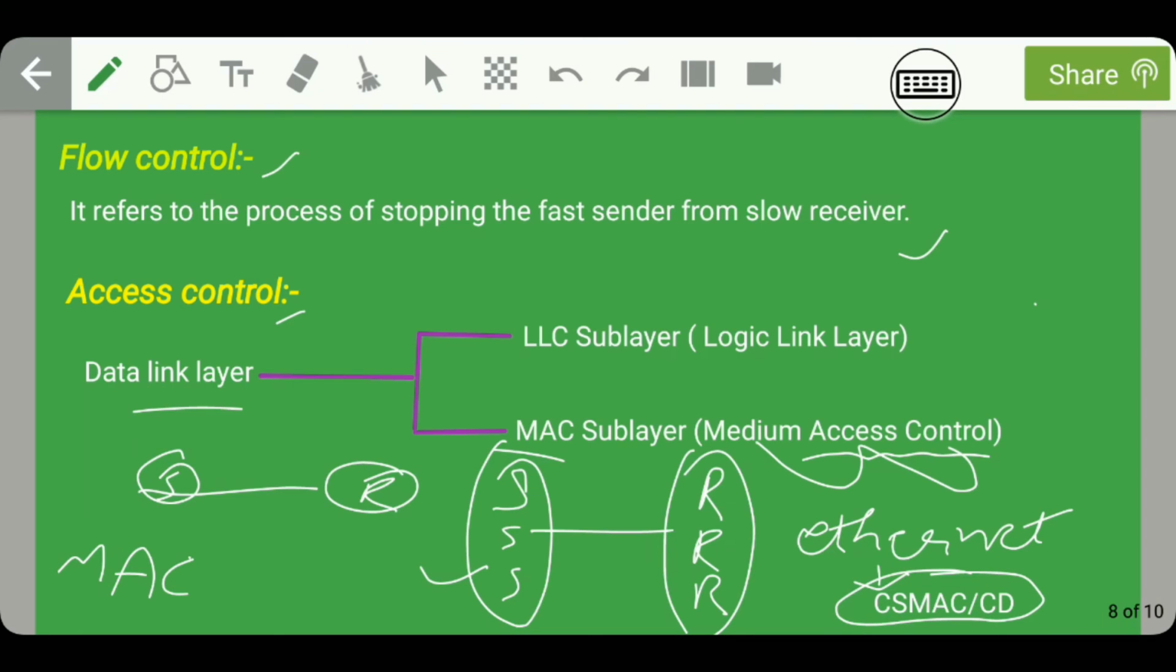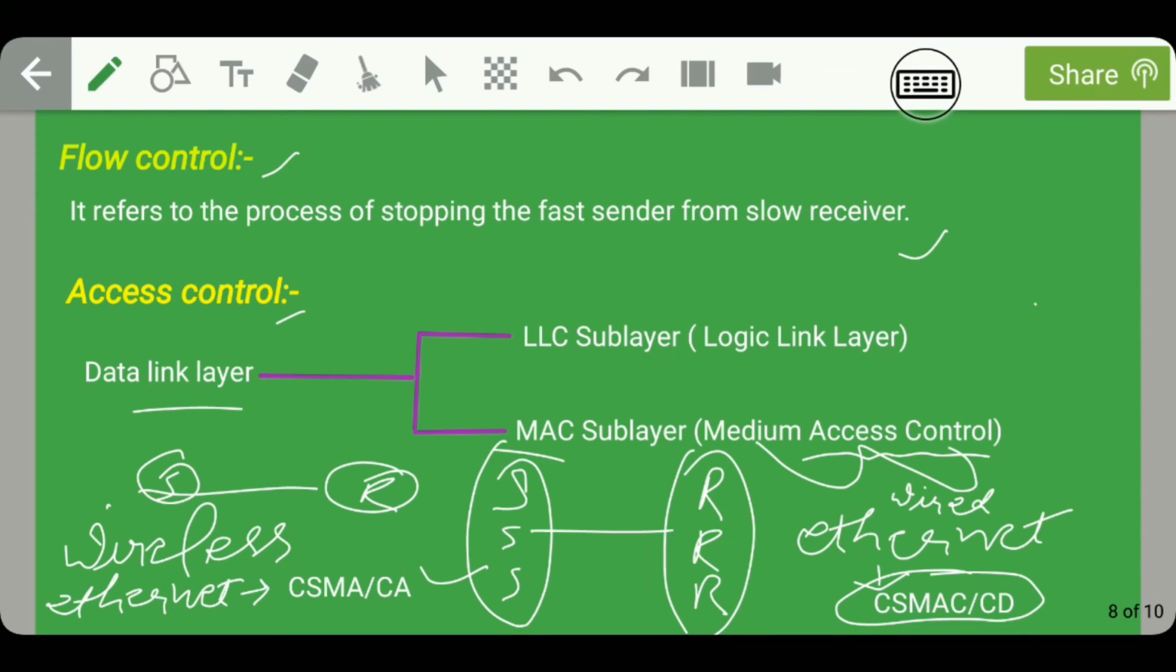CSMA/CD. Guys, what does this CSMA/CD stand for? That we will discuss in a few minutes. So wired Ethernet uses the CSMA/CD MAC protocol to avoid data collision when two systems are trying to act as a master at the same time. Whereas in the case of wireless Ethernet, the MAC protocol used to avoid data collisions is CSMA/CA.